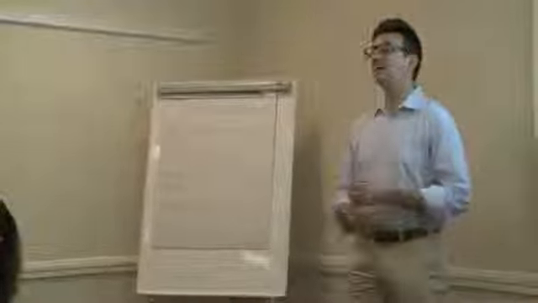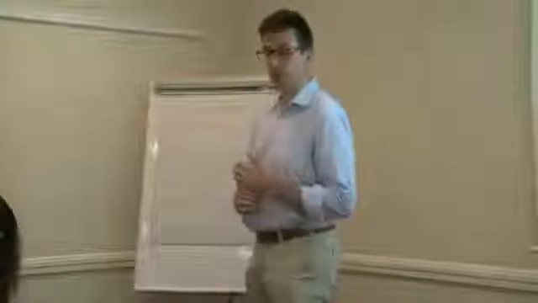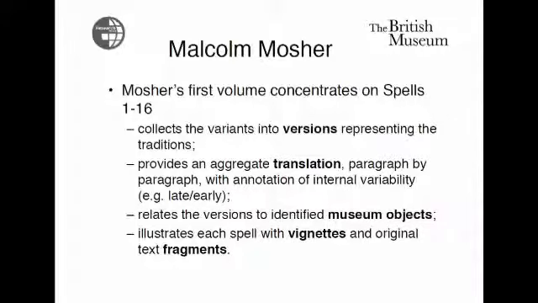The real one of the experts on this field who's worked with the British Museum is Malcolm Mosher. In this project at the moment, we're dealing with his first of several volumes about the Book of the Dead, where in the first volume he takes spells 1 to 16 as they're traditionally numbered. As I said, he collects variants on these spells into what he calls versions that represent the traditions.